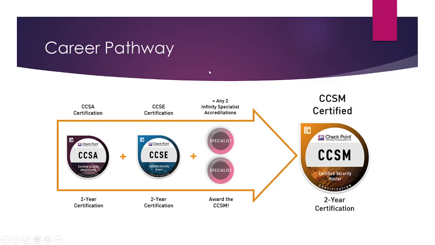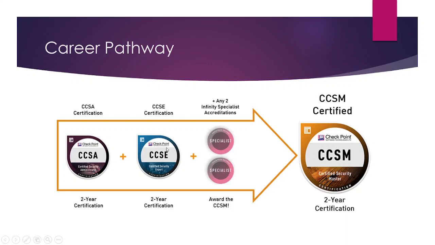And then you'll be expected to become a Checkpoint Certified Security Master. If you want to become a Checkpoint Certified Security Master, then you would need to write two Infinity Specialist exams. So rather than writing just one exam that gives you the CCSM, you have to write two Infinity Specialist exams instead. So you start your career pathway from the CCSA, then you move on to the CCSE, where you become a security expert.